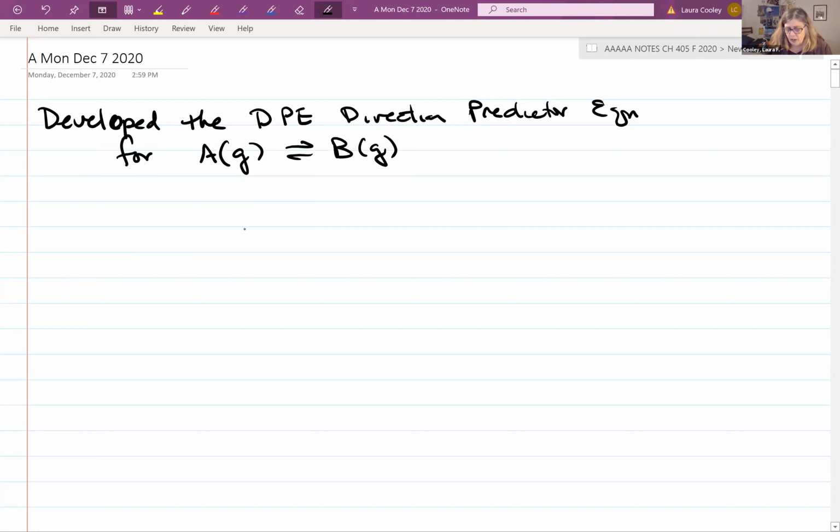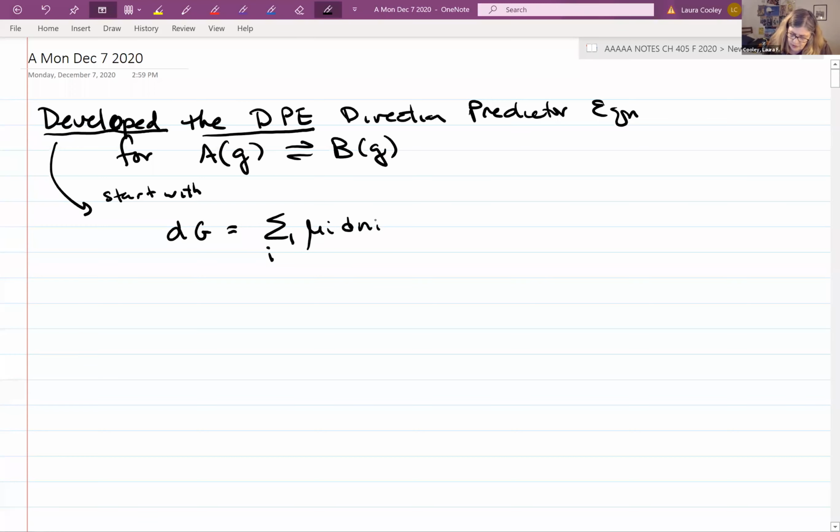For the A to B reaction where A and B are both gases. Whenever I say develop the DPE, what that means is you should start with this equation: dG is the sum over i of mu_i dN_i. So you're basically using the total differential of the Gibbs function, except at constant temperature and pressure. That's why we don't have a dT and dP term here.